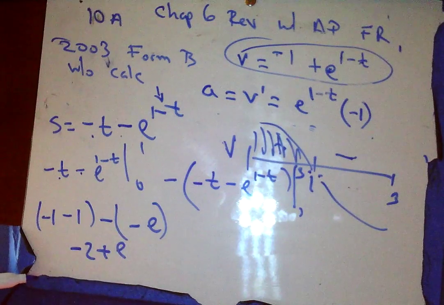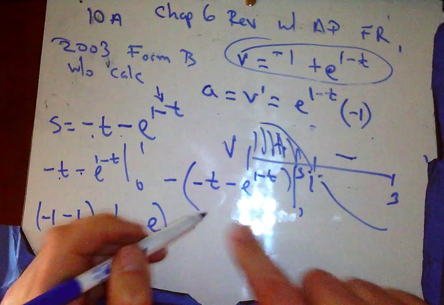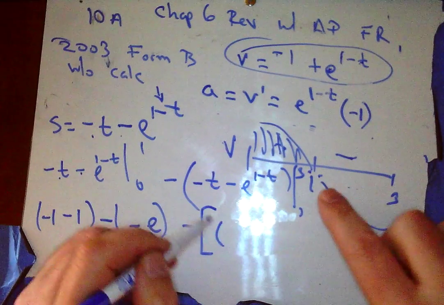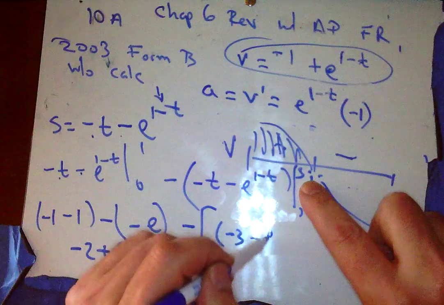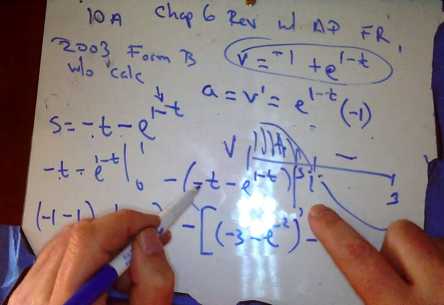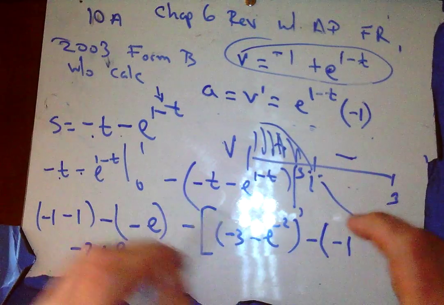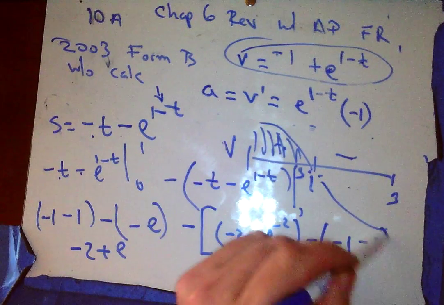This is positive. Now we're going to subtract evaluating this one by plugging in a 3. That's negative 3 minus e to the minus 2, minus negative 1. And if I plug the 1 in there, I get another minus 1.